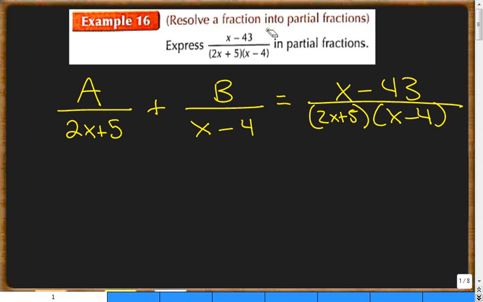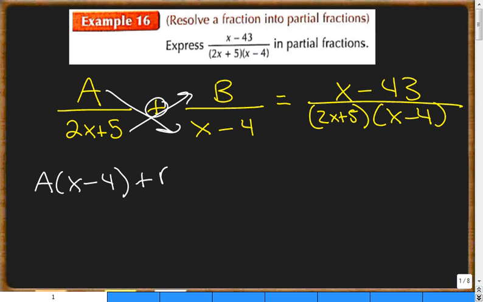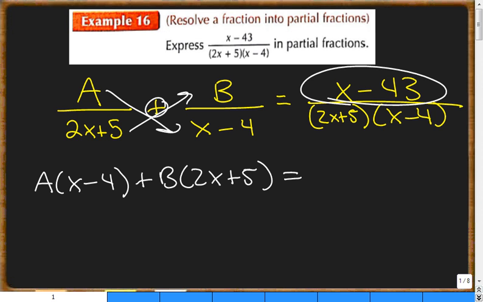So what in a sense we have is some A times (x - 4) plus some B times (2x + 5) equals our x - 43, which is what we have. So our goal is to try to figure out what the A and B values are here.